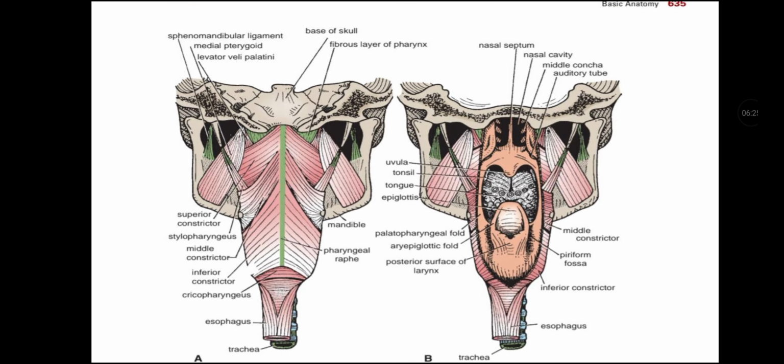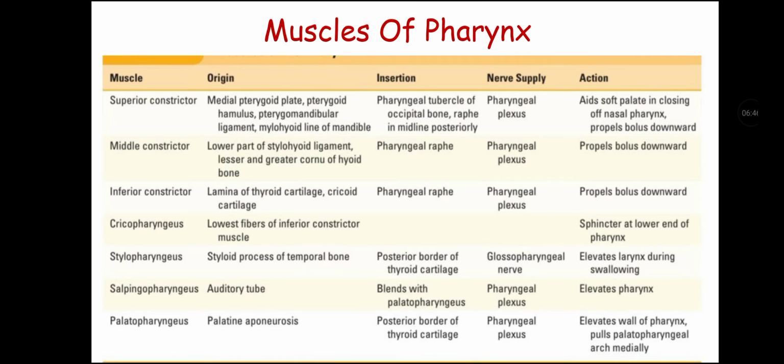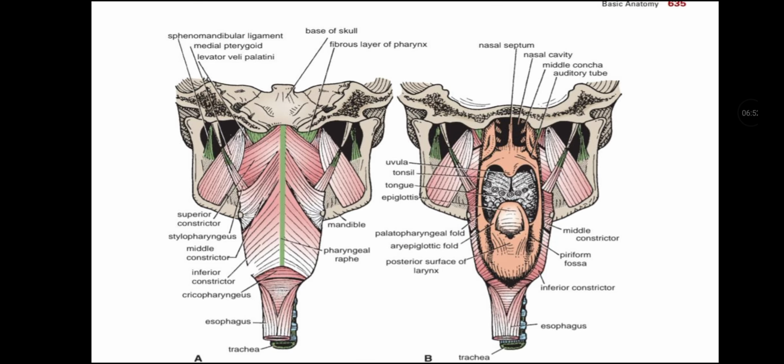And here in the diagram you can see all of the muscles: superior constrictor muscle, middle constrictor muscle, inferior constrictor muscle. You can also see salpingopharyngeus muscle, cricopharyngeus, and pharyngeal raphe. This is the diagrammatic representation of the muscles of pharynx for the reference. You can also use this diagram or the table to correlate with this diagram for better understanding.